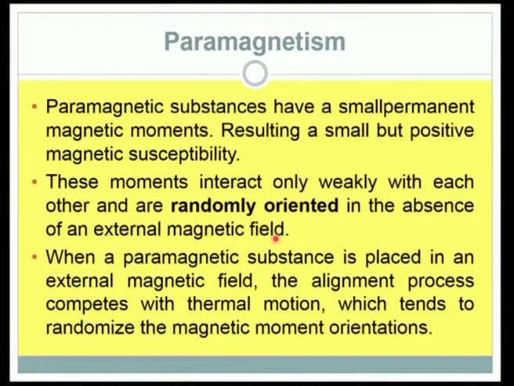But here it is randomly oriented. When a paramagnetic substance is placed in an external magnetic field, the alignment process competes with the thermal motion, which tends to randomize the magnetic moment orientation. So here what do we understand? The temperature effects will be there. When temperature changes, the magnetic property will be altered because it depends on the alignment. Temperature will affect the alignment. That is the reason.